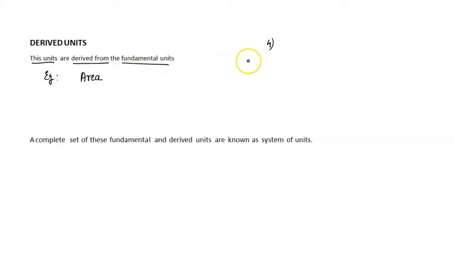Some examples are area. If I need to calculate the area of this figure, how can we calculate it? Length into side, right? So this is the length. The unit for length is meter. So length into length will be meter into meter, so meter square. The unit for area will be meter square. So this is the method to derive derived units from fundamental units. Here meter is the fundamental unit and meter square is the derived unit, which is derived from the fundamental unit.